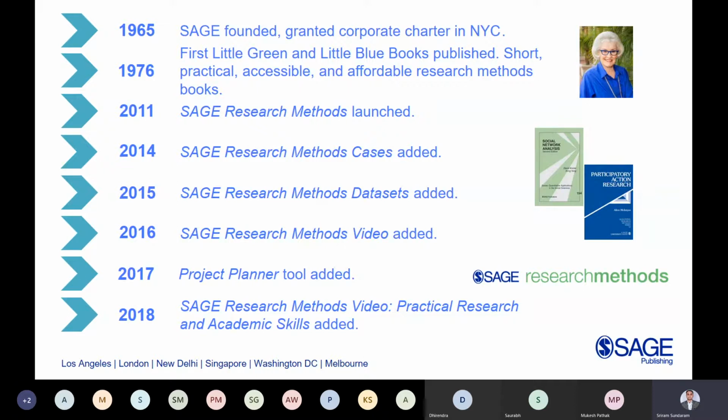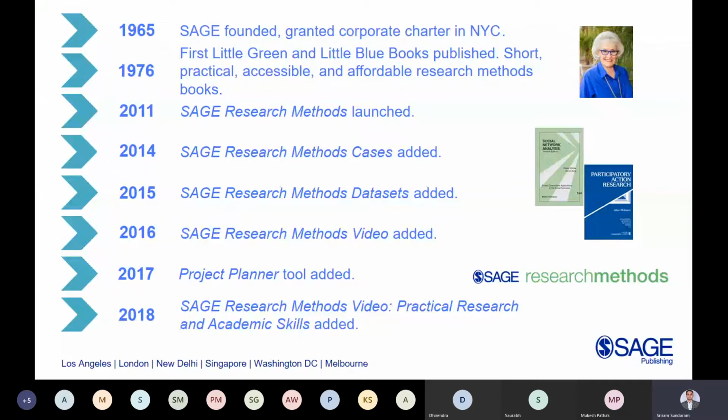In 2014, we added a lot of case studies. These are research method case studies authored by scholars based on their experience of method selection, which method they selected in their research, etc. Then we found that there was a lot of data set requirement from students and faculty members, so we added a lot of data sets in 2015, and video content was added in 2016, and then we started adding a lot of tools. What you see right now is a full-fledged Sage Research Methods platform.